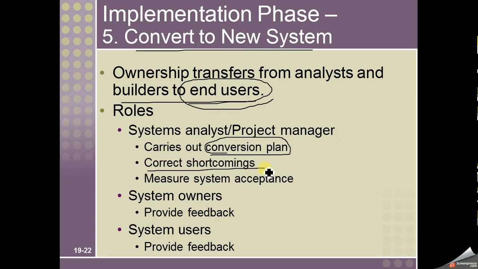Correct any shortcomings, the user feedback is incorporated, and we constantly conduct system surveys, the user satisfaction surveys, to measure their acceptance. We get feedback from owners and the users to make enhancements in the system and to make sure that it completely fulfills all their requirements, right? So that is the end of the chapter.